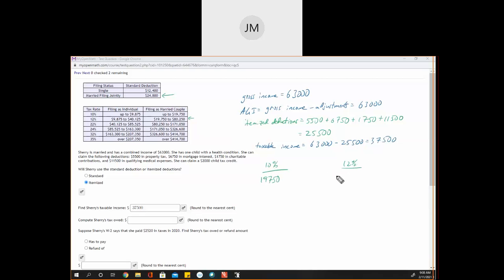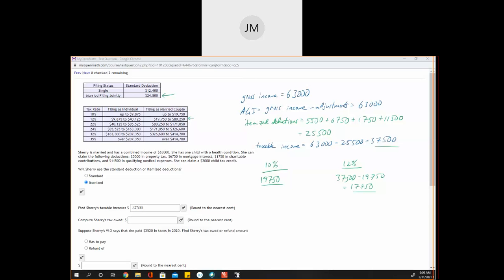So what we have is 37,500, but 19,750 has already been accounted for in the previous bracket. If I subtract that, we get 17,750. And if you add these two numbers, they should add up to your taxable income. That's a check that we can do. I add them and I get $37,500, so I know that I haven't lost anything.